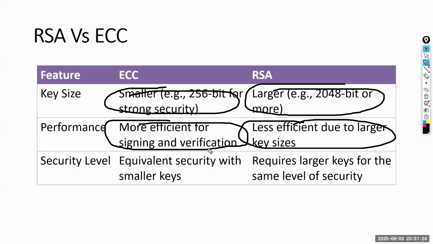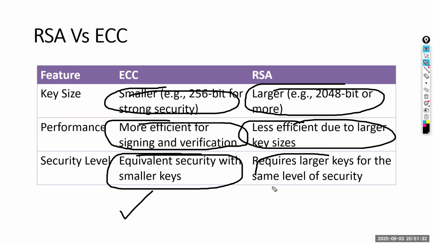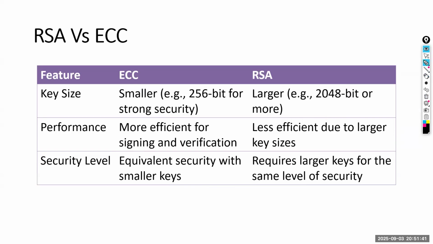So the idea is ECC gives the equivalent security with smaller keys, which is good. To get the same security for RSA, you need bigger keys and a higher level of processing. So therefore, ECC is preferred. Is it clear?